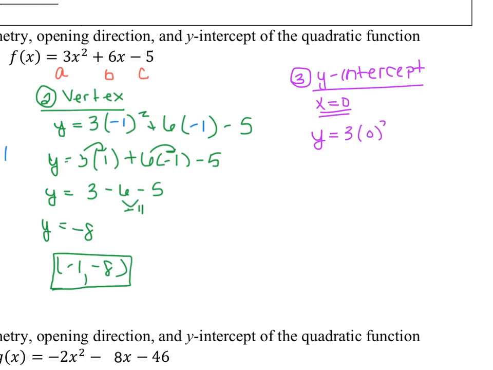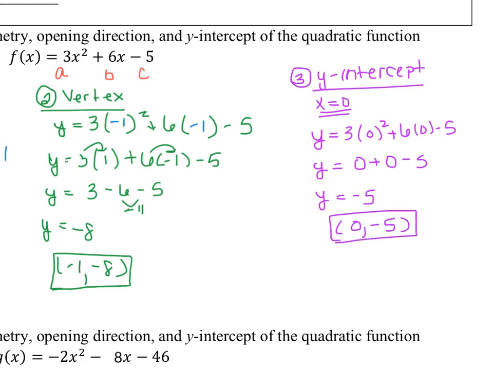So 3 times 0 squared plus 6 times 0 minus 5. Well, 0 squared is just a 0. 0 times 3 makes 0. 6 times 0 makes 0. Drop your minus 5. So 0 plus 0 minus 5 makes -5. So your y-intercept then is 0, -5.